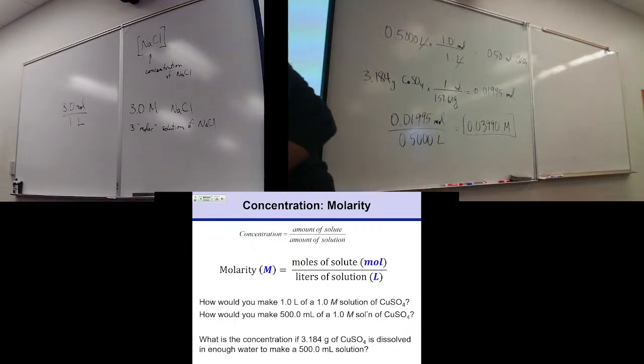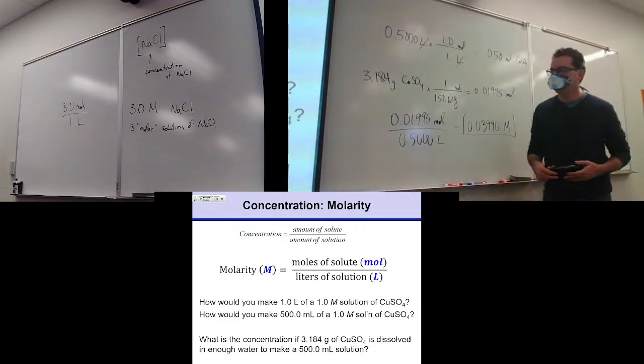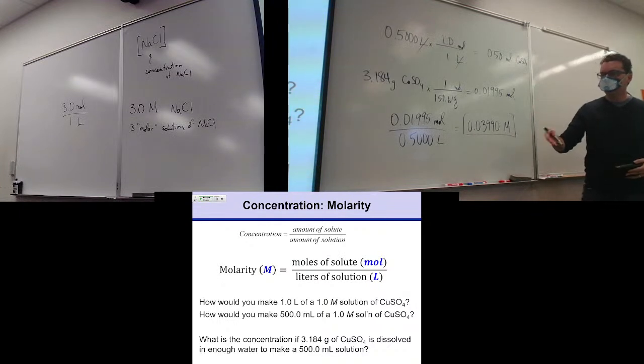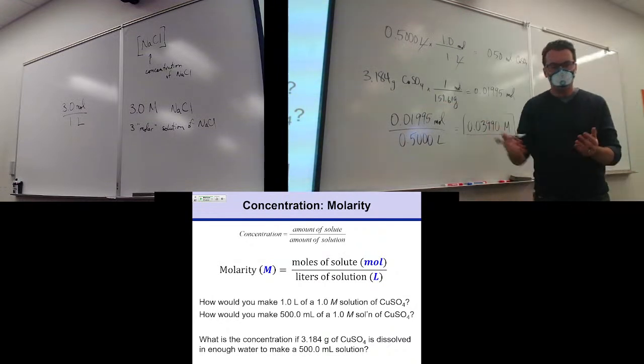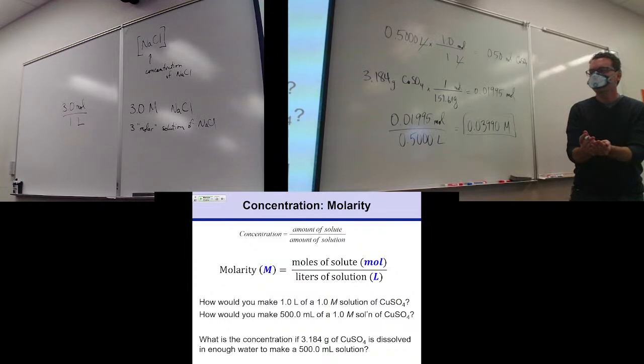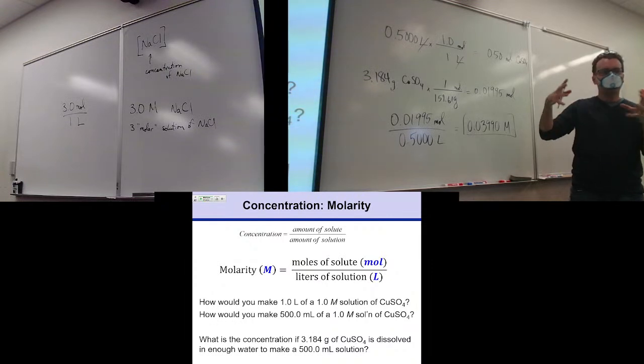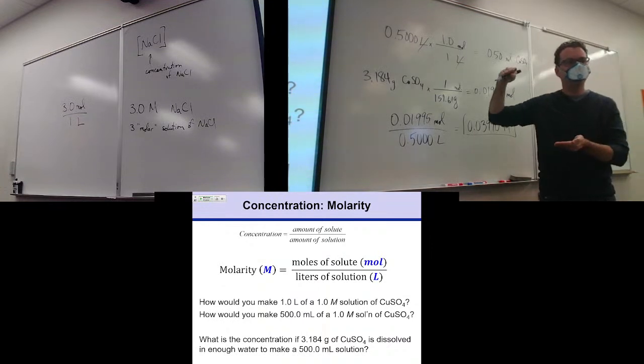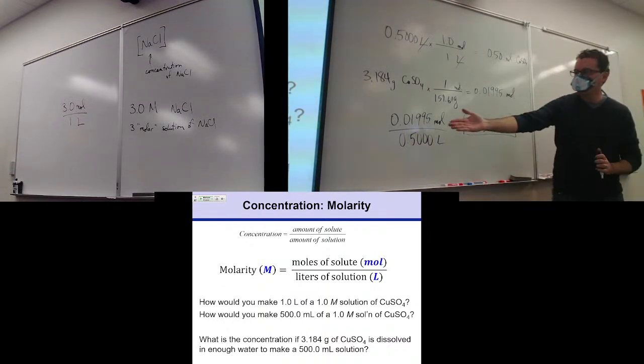Notice the wording, how they describe how you make the solution. It's not that they're dissolving it in 500 milliliters of water. They're dissolving it in enough water to make a 500 milliliter solution. Why is that? Well, if I put my copper sulfate in, that's a lot, 3 grams, a little bit of a pile there. And then if I were to measure out 500 milliliters of water exactly and pour that in, together the solute and the solvent might make a slightly higher volume than 500 milliliters. And so that's why it's worded the way it is.